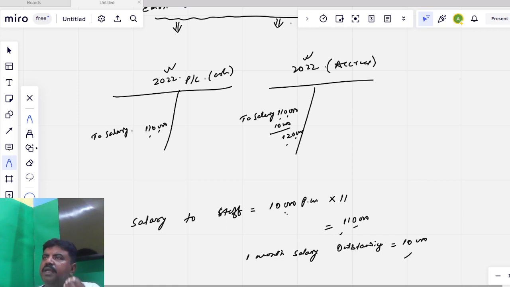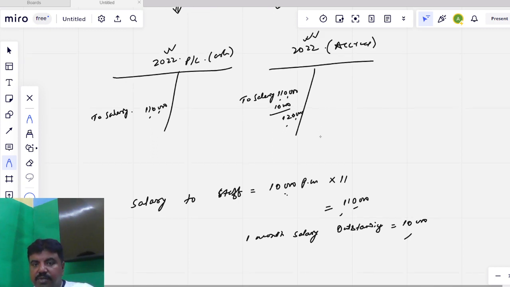The amount which you pay in cash, that is your expense. The amount which you receive in cash, that is your income. So cash is the matter of concern. But under accrual basis, how much you receive in cash is not important. You are accounting for 2022, so any expense which relates to 2022, you have to debit in the profit and loss account, whether that is paid or not.